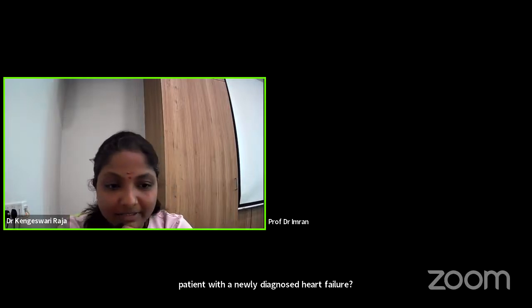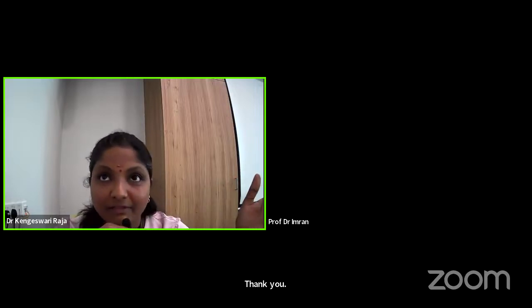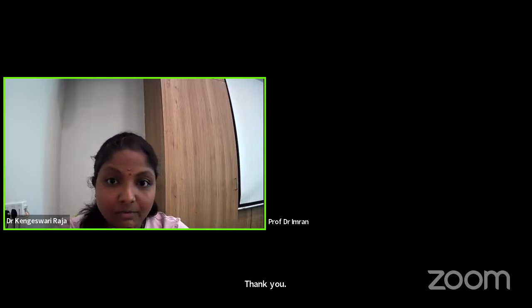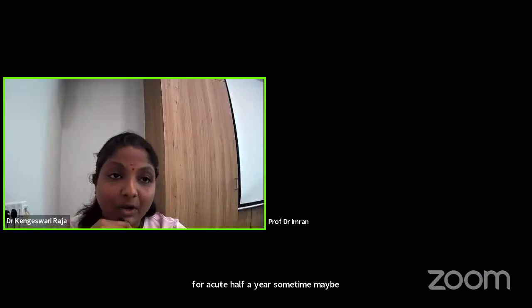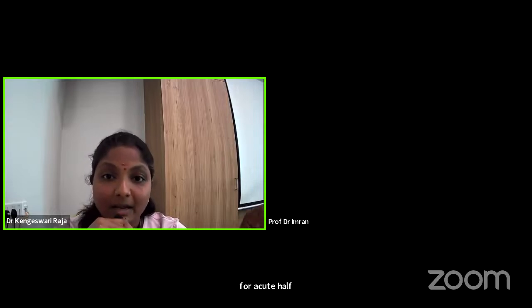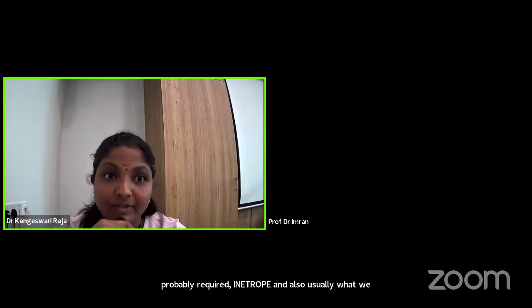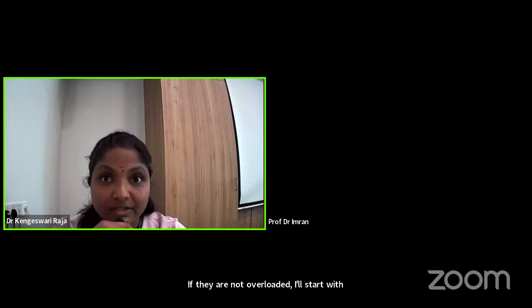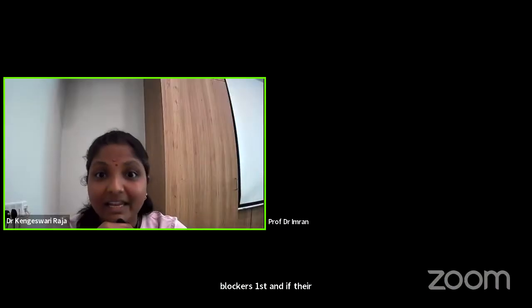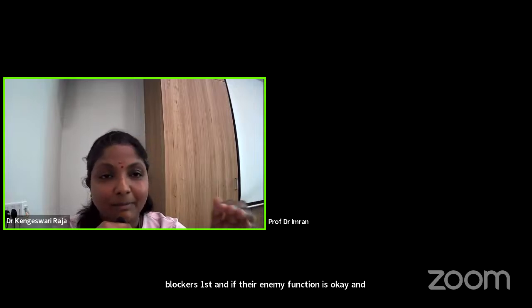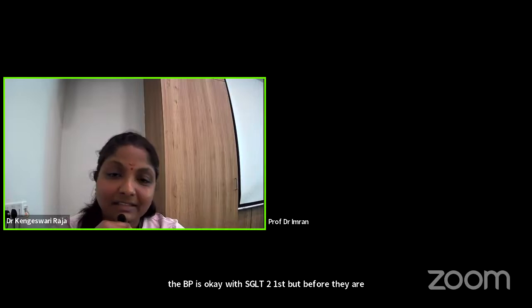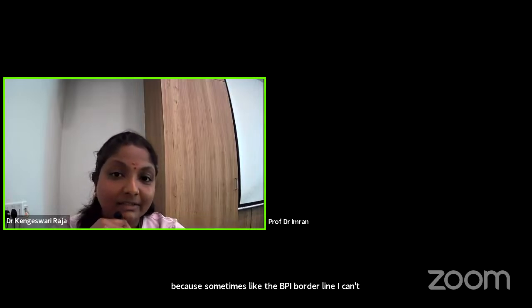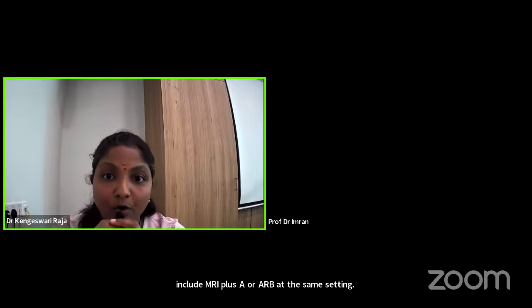Thank you, Prof. Okay, so basically, I will try to divide into whether the patient is admitted for acute heart failure or we are seeing them in an outpatient setting. When it comes to the one admitted for acute heart failure, sometimes they'll be very ill. They probably required inotrope and all. So usually, we will wait until they are more stabilized, at least 24 hours or 48 hours without any inotrope. If they are not overloaded, I'll start with beta blocker first. And if their kidney function is okay and their BP is okay, with SGLT2 inhibitor first. But before they are discharged, I will try to at least include 3 pillars. Because sometimes the BP is borderline, I can't include MRA plus ACE or ARB at the same setting. I will at least give them 3 pillars, but if I can, I'll try to push for all 4 pillars.